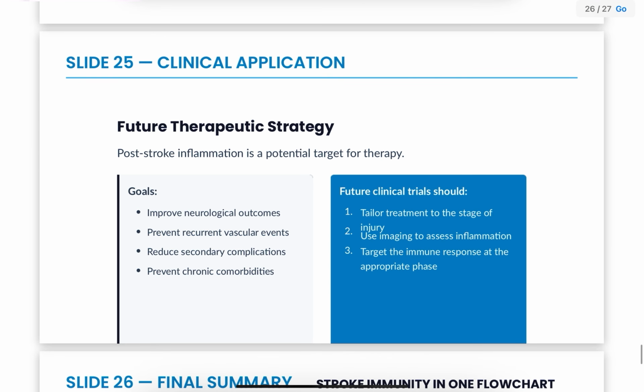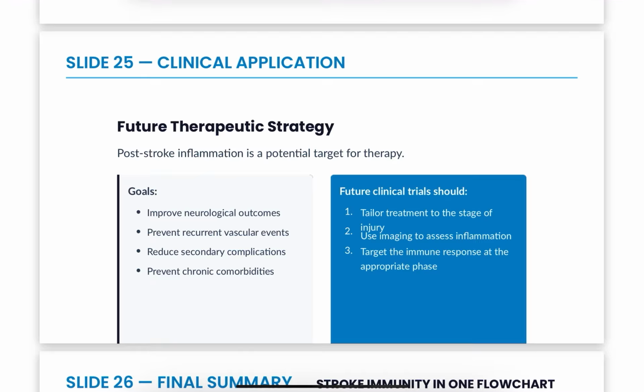Now let's talk about the clinical adaptation. Okay, what does this all mean clinically? Targeting post-stroke inflammation will be considered a therapeutic strategy, but it also could improve the patient outcome and reduce some of the complications that happen after stroke. Now the goal would include, for example, to improve the neurological outcome, prevent the recurrent vascular event, reduce the secondary complication and the chronic complication, to prevent them.